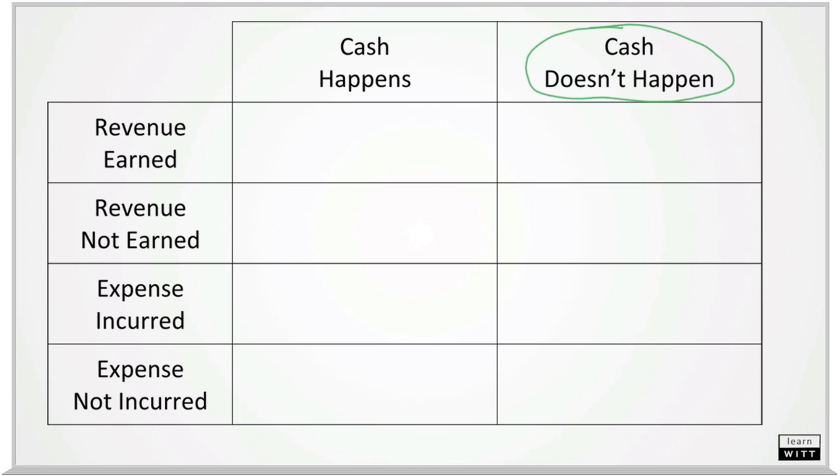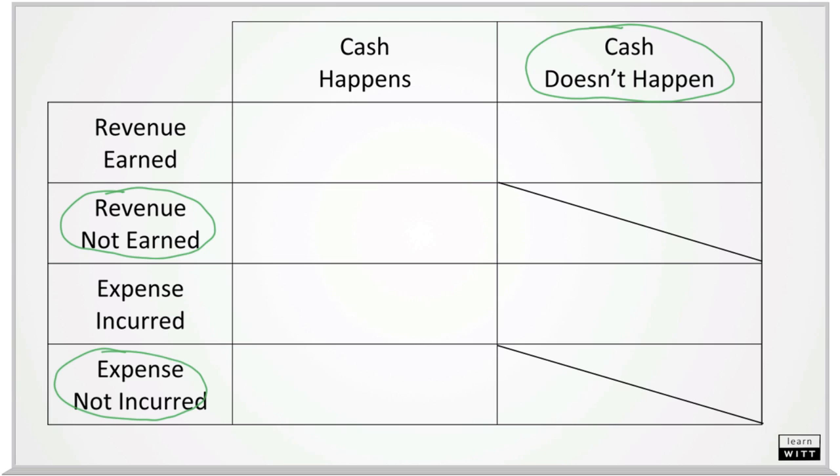What happens if cash has not yet been received and revenue is not earned? Well, nothing happens. No record is made. The same is also true when cash is not paid and no expense has been incurred. Obviously, if no cash is paid for no expense, then there's no transaction and no record made.